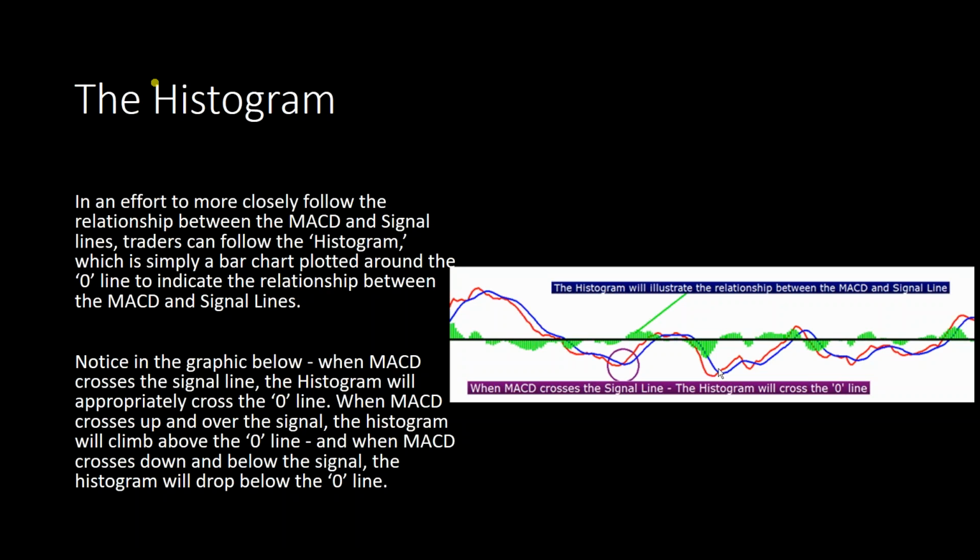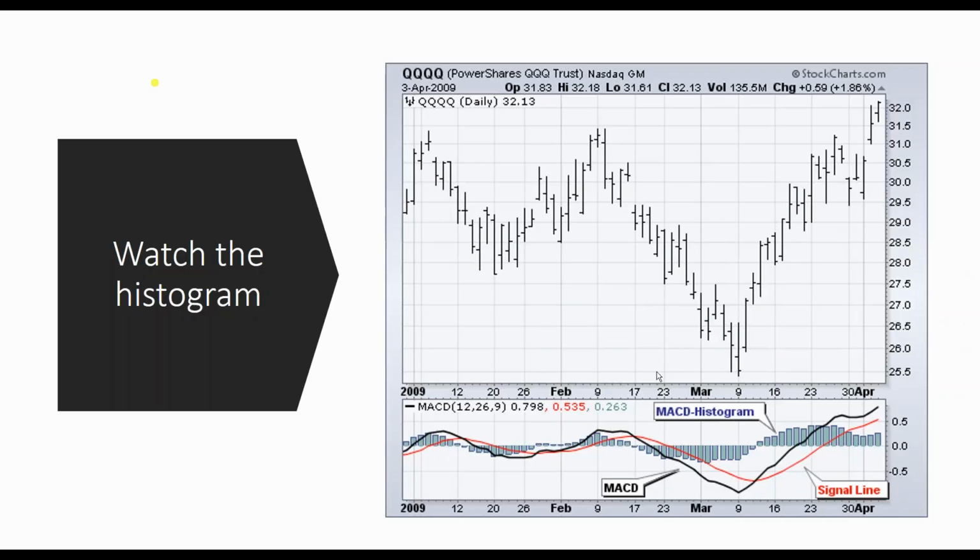So actually what we're dealing with is a fourth-place derivative from the original charts. So watch the histogram. We can see when these two lines crossed each other, right here. Where's the histogram? It's at zero. When these two lines crossed each other here, the histogram is at zero. When they crossed here, it's at zero, because in order to cross, they must at some point have been equal to each other where they are separated. So let's go back to the chart again.